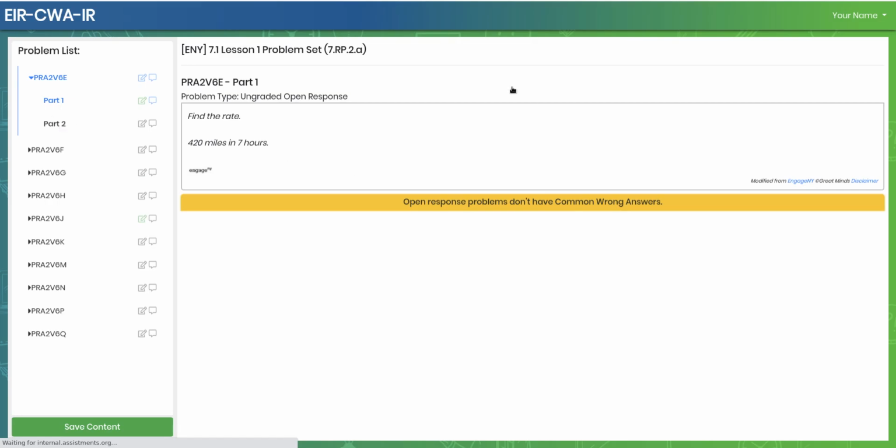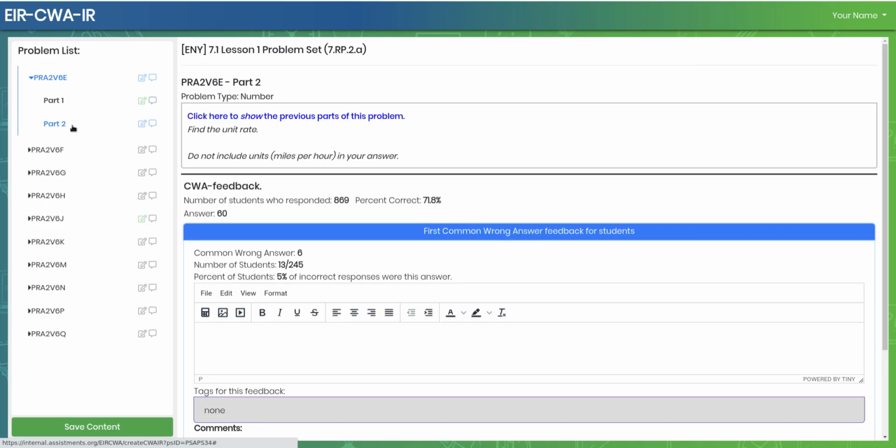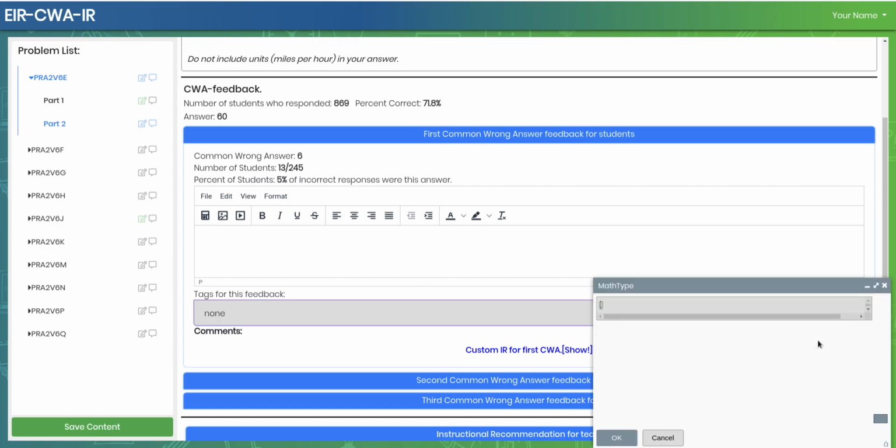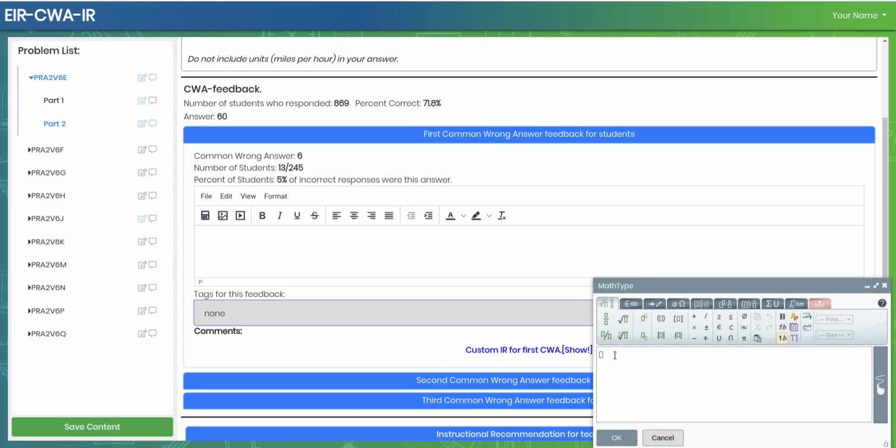Okay, so the first problem inside the problem set over here is an open response. Naturally those do not have any common wrong answers or instructional recommendations associated with it. So let's go ahead and click on part 2. In part 2 over here, if you look at the TinyMCE toolbar, the first option is a calculator. When you click on the calculator, it opens the MathType for you.